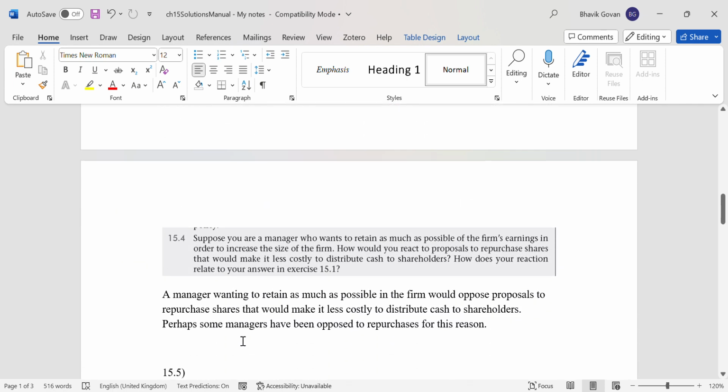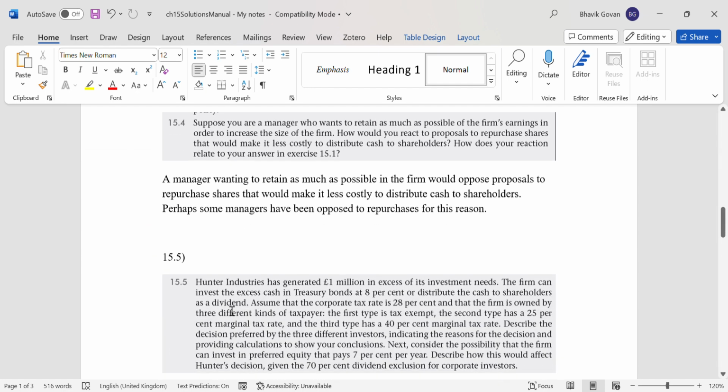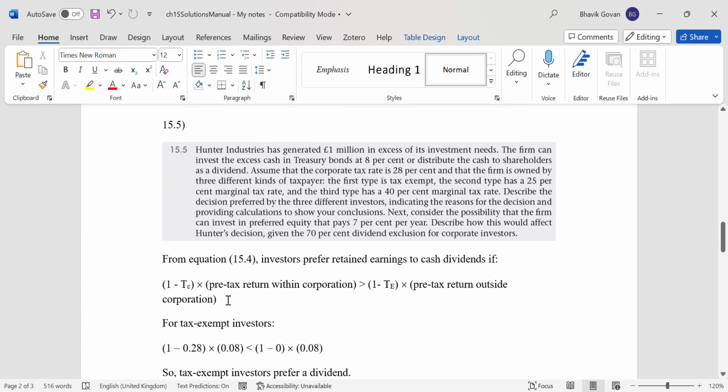15.4, again, it's a theory question, so I'll let you go over that one. 15.5, so pay attention to this one. It does get a bit confusing, but once you understand it, it will definitely make sense.